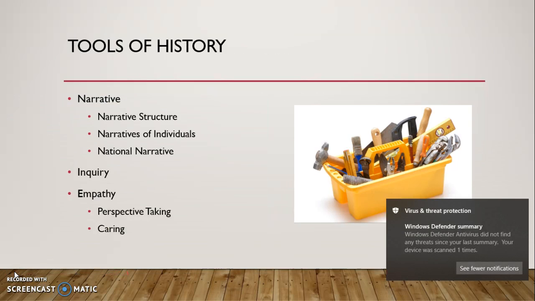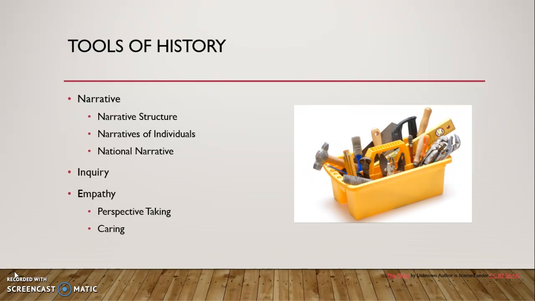The tools the authors give us to understand history include narrative, inquiry, and empathy. Narrative, including narrative structure, narrative individuals, and national narrative, is seen as a broad stroke painting of history. It encompasses many of the broader things, but often oversimplifies what is necessary.